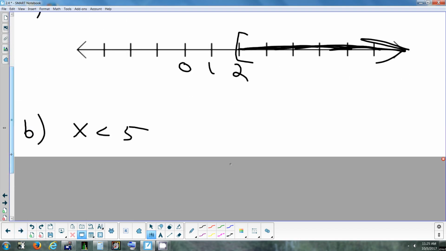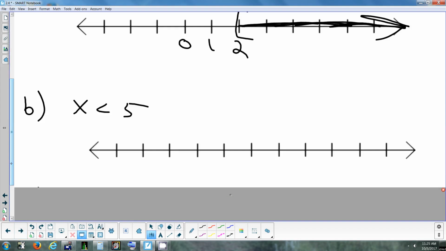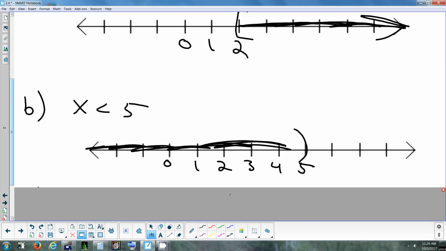All right, how about x is less than 5? Josh, would I use bracket or parenthesis? Parenthesis. And which way would that face? To the left. So parenthesis on 5 to the left, and then that's where you shade. Okay, any questions on that one?